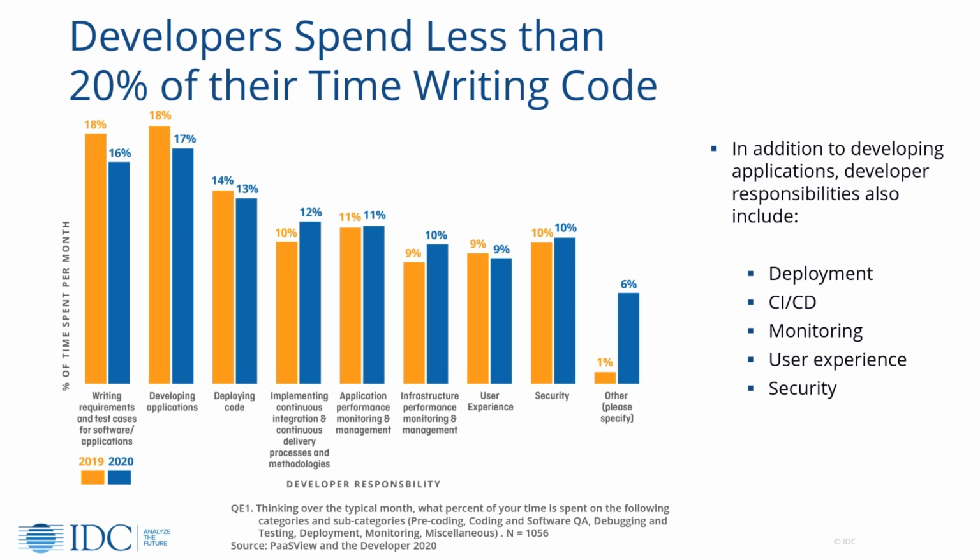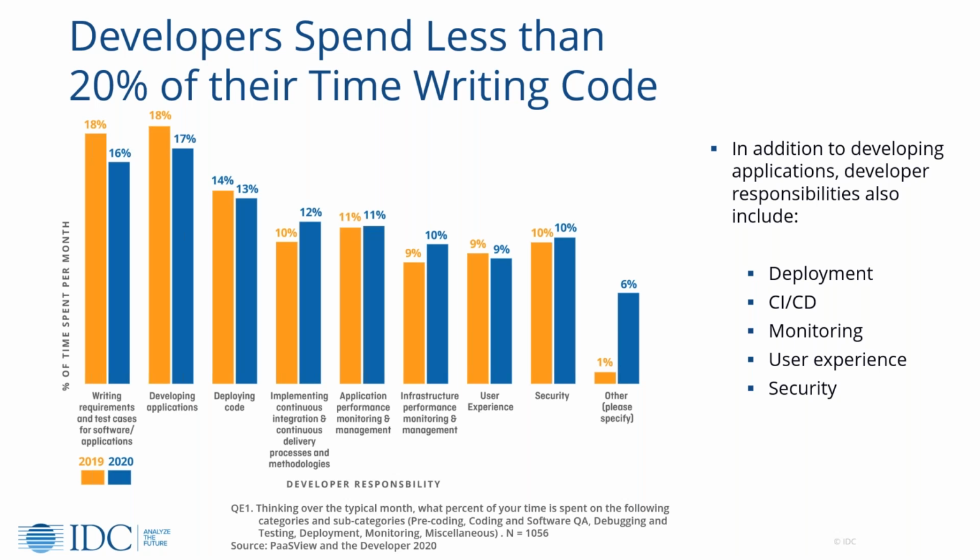This slide quantifies the contemporary proliferation of developer responsibilities and specifically reveals that developers spend less than 20% of their time writing code, as you can see in the second set of bars here. The slide compares data from 2019 to 2020, where 2019 is depicted in orange and 2020 is shown in blue. And one thing that's striking here is that the data spanning these years is remarkably consistent.